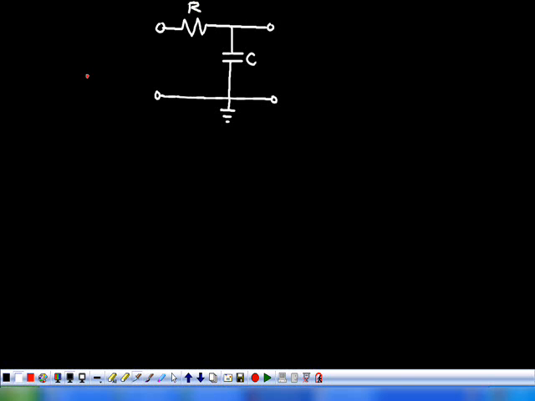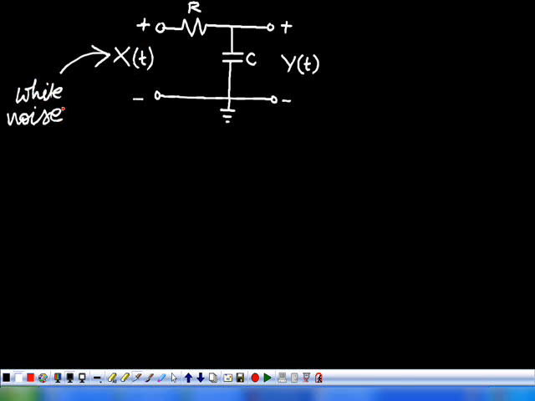The input is the white noise, that is, the input is X of t, and the output is the random process Y of t. What do you mean by white noise here? Noise is a random signal, so noise can be characterized as a random process. Therefore, X of t is the white noise. So we will get some output here. That output is Y of t.